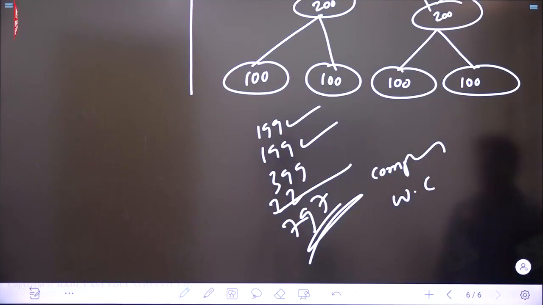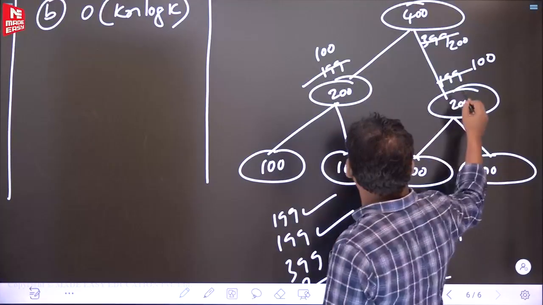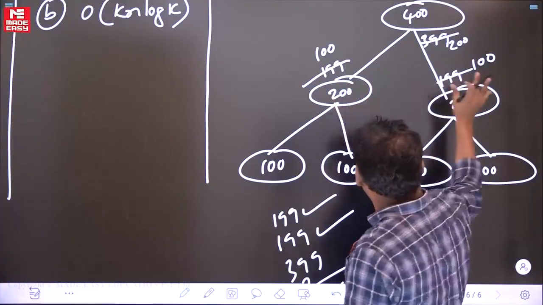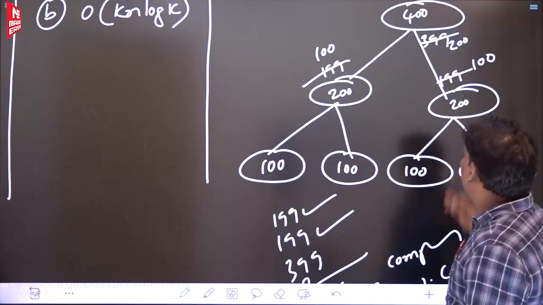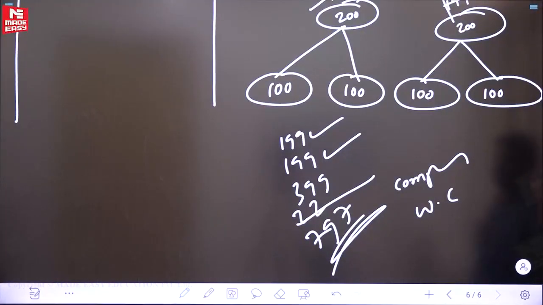Can I say how many moves? Every time the same moves will come. 200 moves here, 200 moves here, that is 400. Total how many? First time 200, second time also 200, third time 400, which goes to 800. Moves are always bigger, right? It is the same in every case. So moves are 800 in every case.